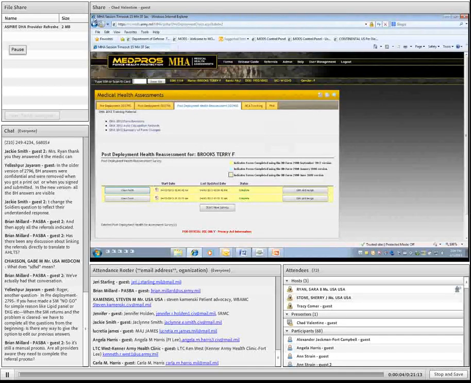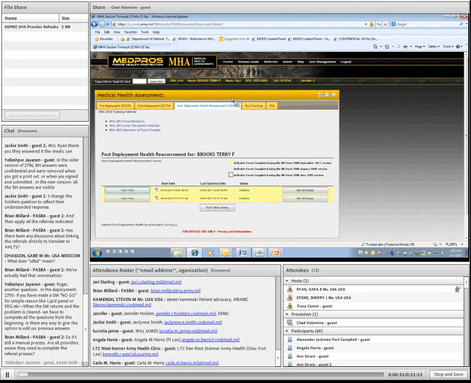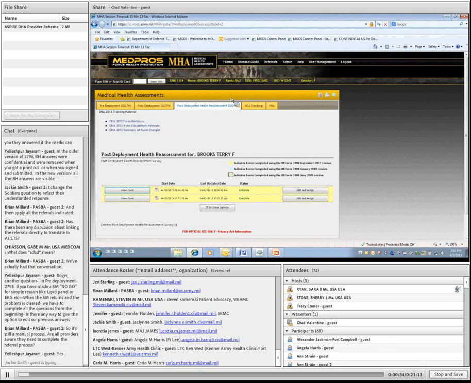Okay, so Dr. J had another question here. It says, another question, in pre-deployment DD2795, if you've made a service member no-go for a simple reason like lipid panel or EKG, etc., when the SM returns and the problem is cleared, we have to complete all the questions from the beginning. Is there any way to give the option to edit our previous answers? So I guess my question is this after you've already signed the form? Or would this be while you have an open form? So you've already signed the form? You'd have to edit. Yeah, it's locked. You'd have to edit and re-sign.